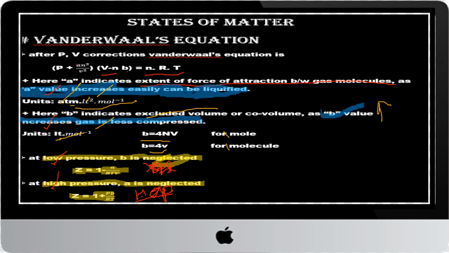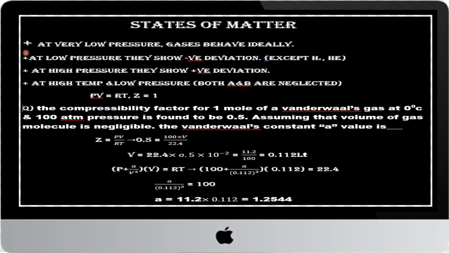You should mostly remember this. Here is another statement. At very low pressure, gases behave ideally. At low pressure, they show negative deviation, except hydrogen and helium. This is important. You should remember the exceptions. Mostly exceptions will be asked in the final exam. At high pressure, they show positive deviation.